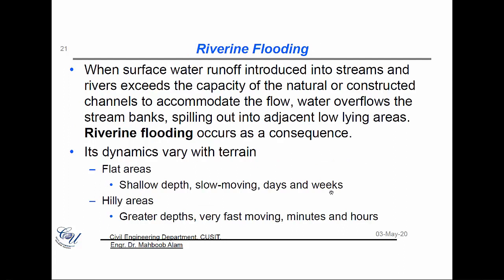Riverine flooding is basically the flood which occurs in the streams, when there is more water coming into the stream than the capacity of the stream. The flood resulting from that kind of situation is called riverine flooding.